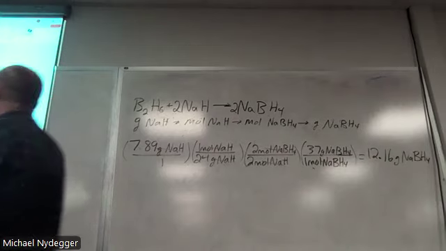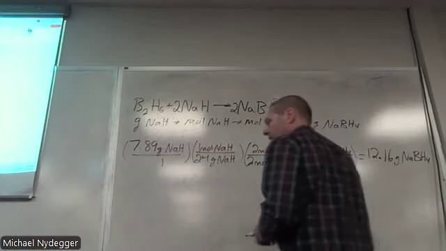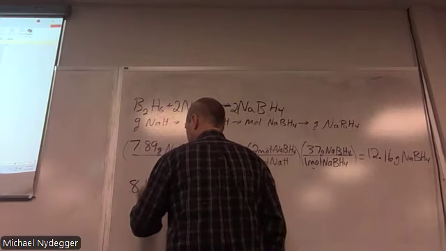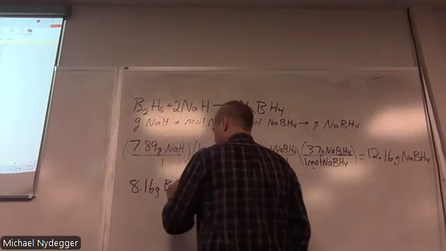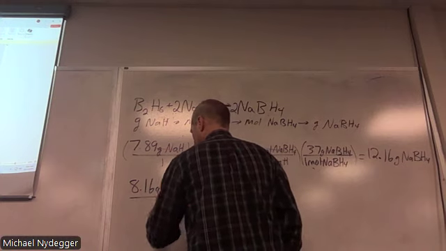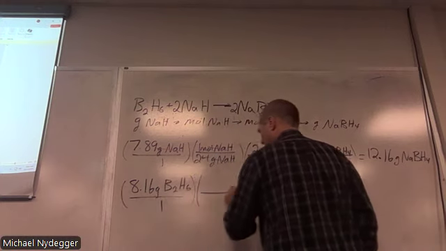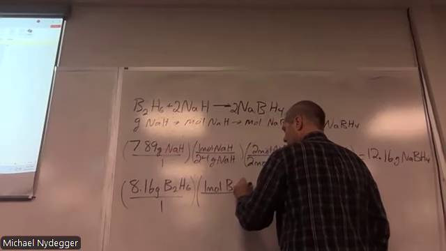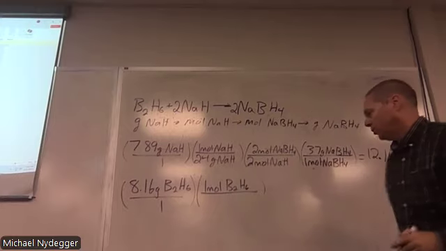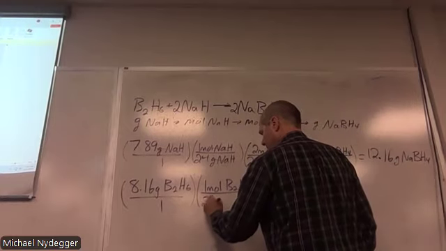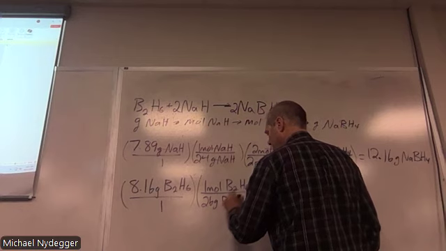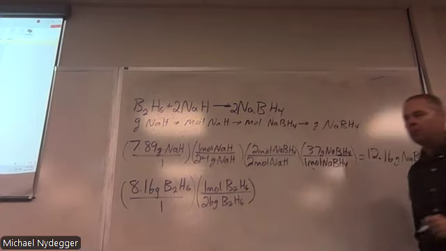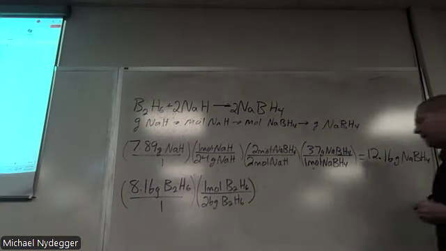Now we're going to look at the 8.16 grams diborane, and we're going to do the exact same thing. So we have 8.16 grams diborane. Now I'm going to say 1 mole of diborane is what, 26? So we got 26 grams B2H6. Right, boron is 10 and hydrogen's 1.